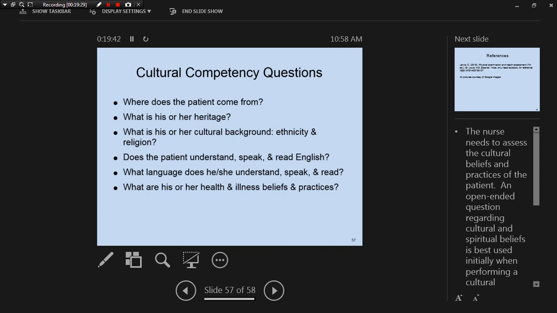What specific language do they understand, speak, and read? And what are their specific health and illness beliefs and practices? Are they in line with the more Western traditionalized system, or are they more natural, such as the yin-yang, the cold and the hot, or are they more from supernatural forces?